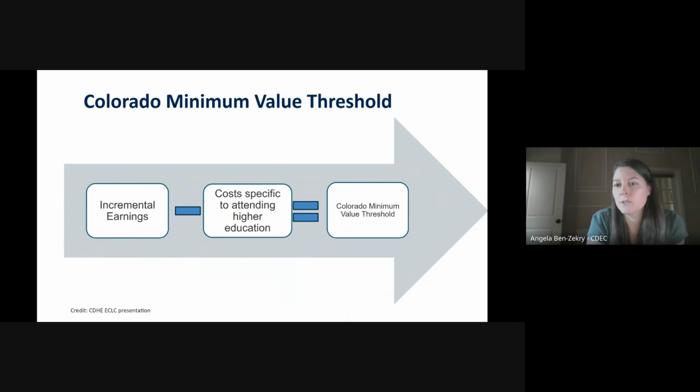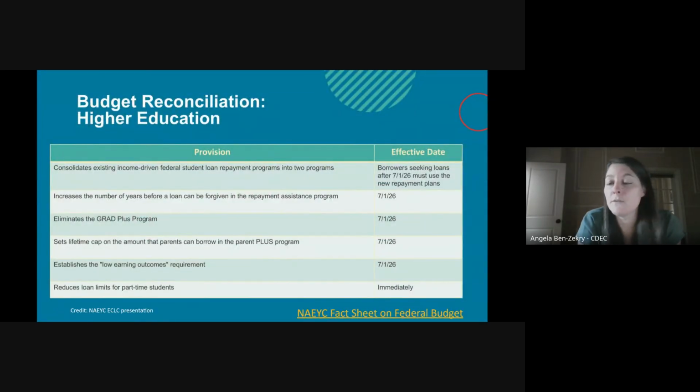So again, I would encourage folks to maybe go back through the recording around the minimum value threshold. But again, this is just trying to establish the value created and earnings opportunities for fields of study. So this part, again, is a little less concerning, but just an interesting methodology that is emerging. But I do want to transition us to the concerning things that are happening at the federal level.